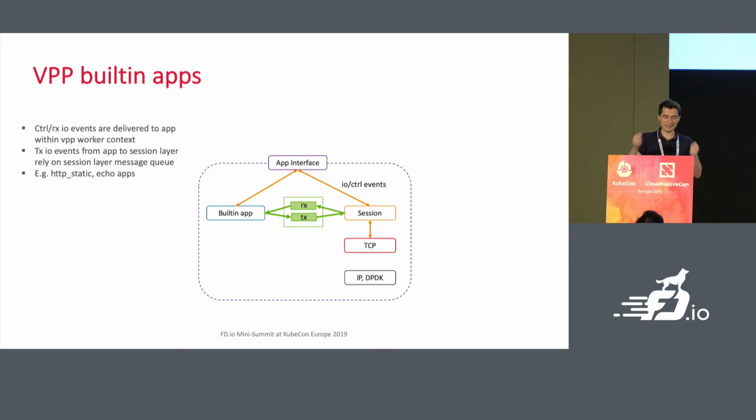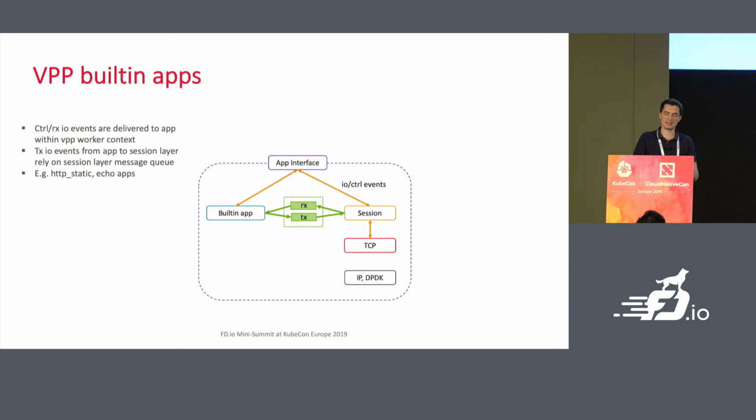But for sending data, the TX I/O events, they work exactly as they work for external applications. So we just use the session layer APIs. And if you're curious about how this works, we have several examples. Probably an interesting one, a cute one, is the HTTP static plugin. It's an HTTP server that can serve VPP's internal documentation.